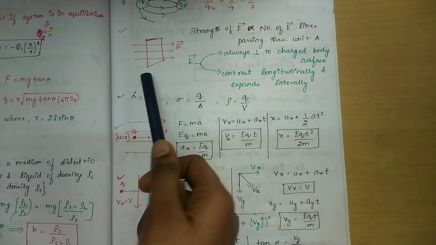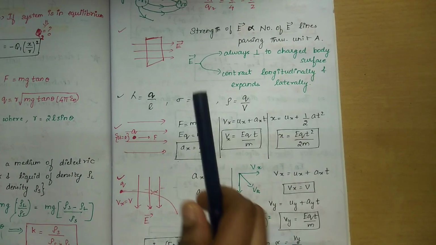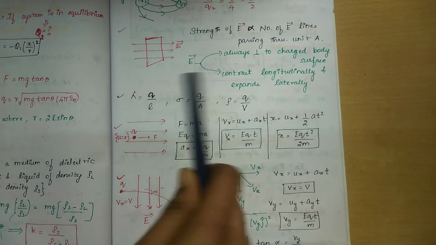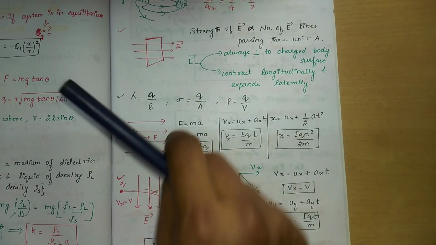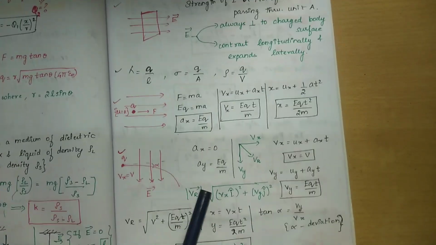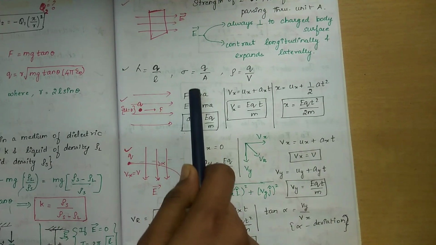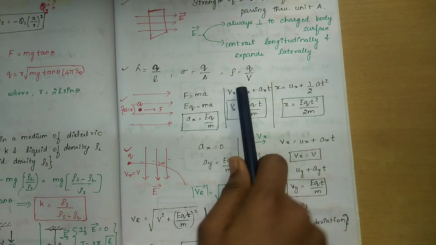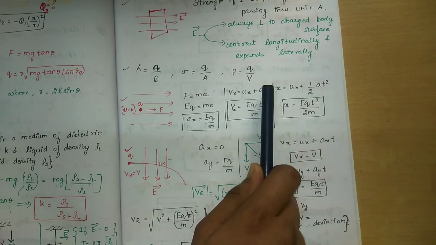Consider this one. This is the unit area, and the number of field lines decides the strength of the electric field. Always the electric field is perpendicular to the charged surface of the body, and the electric field lines contract longitudinally and expand laterally. Then linear charge density means charge per unit length. Sigma is the surface charge density, which is Q by area, charge by area. Then rho means volume charge density. It is Q divided by volume, charge divided by volume.